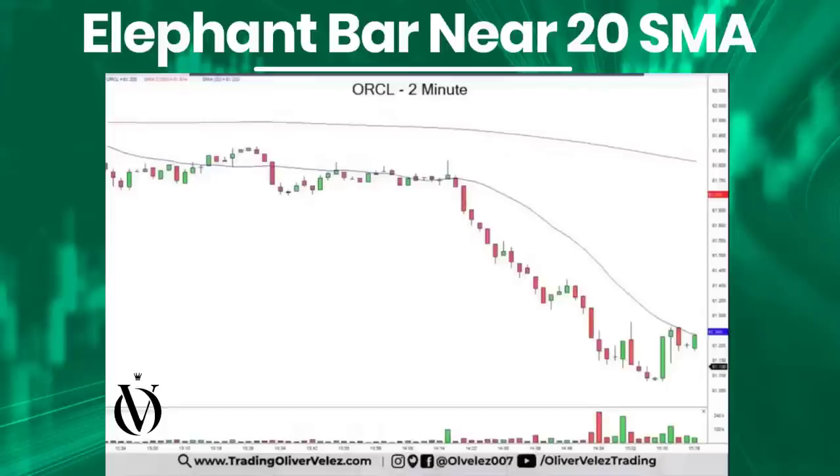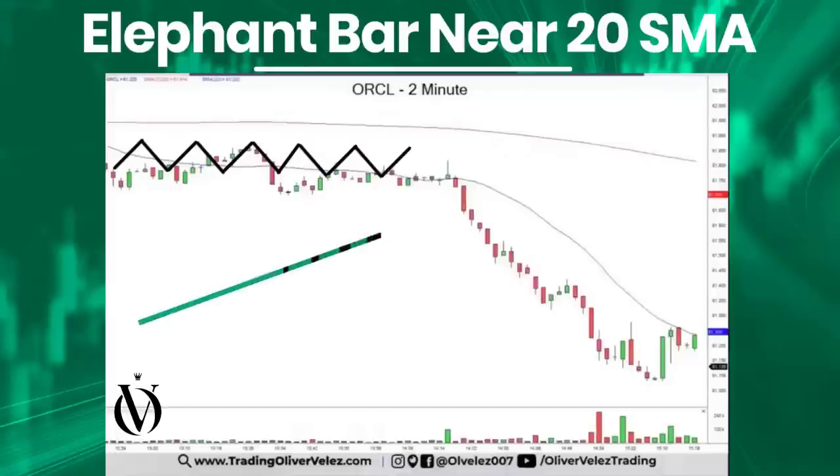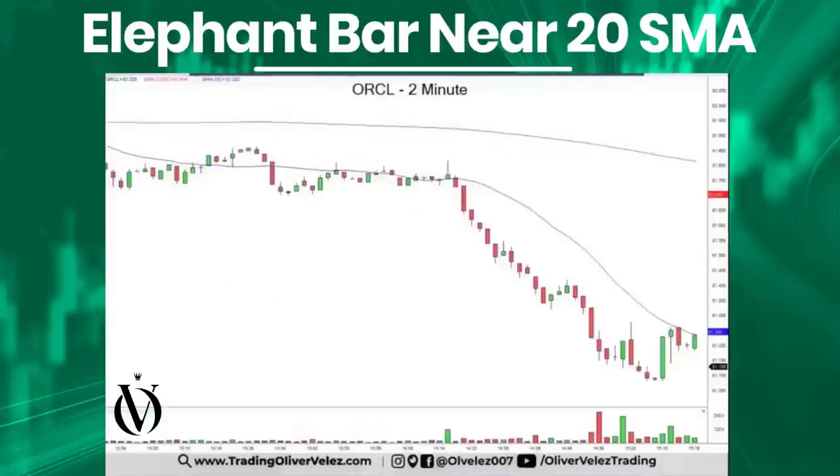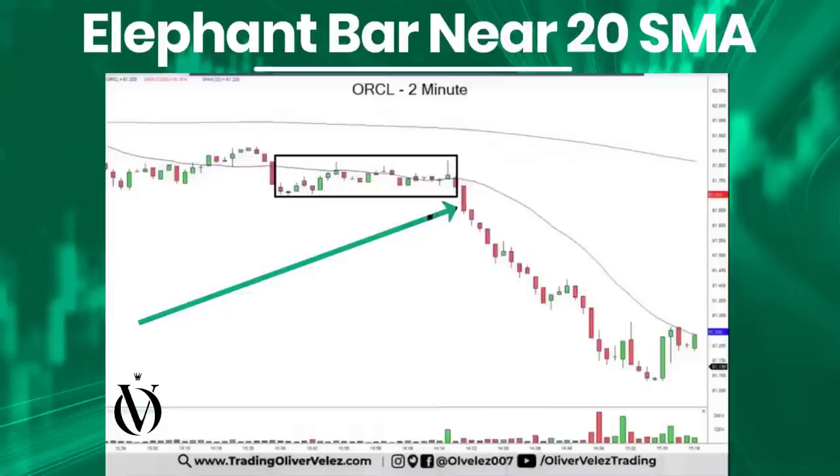All right? Look at this beauty. Oracle. All of this is from yesterday. Look at the narrow state. And then, boom! Oh my God. That is so beautiful, traders. Look at that beautiful elephant bar breaking down. Boom! Protection. Color change. Color change. Wow.